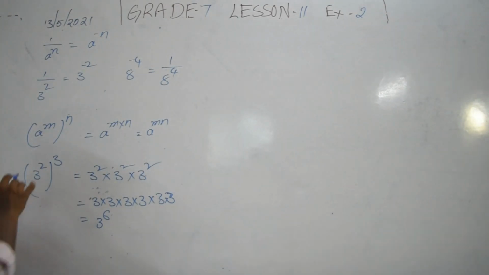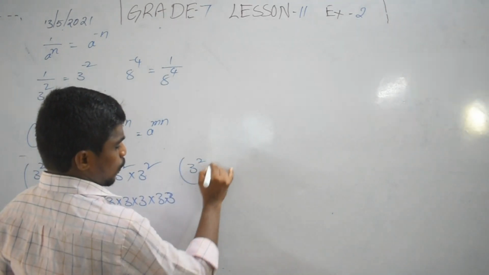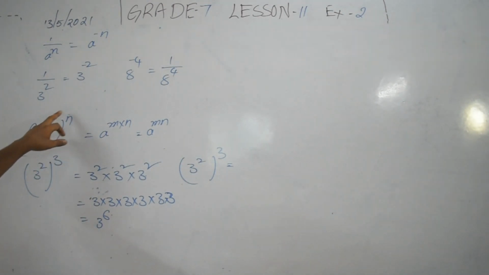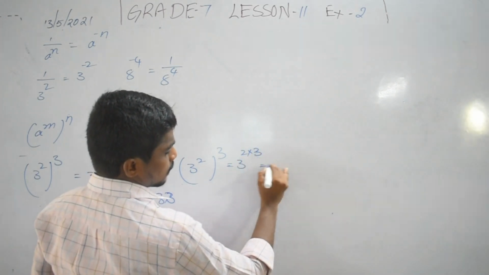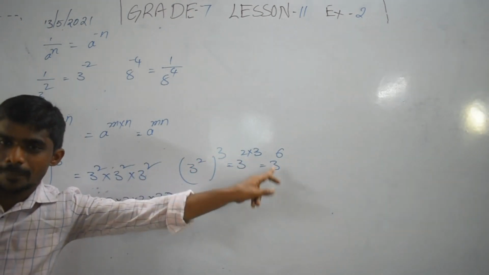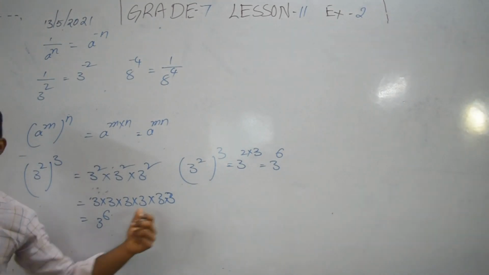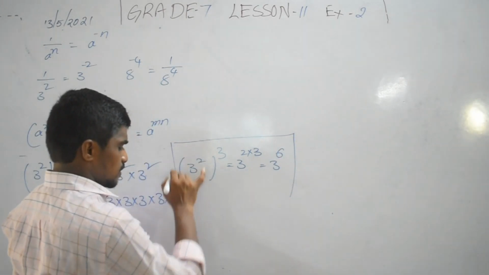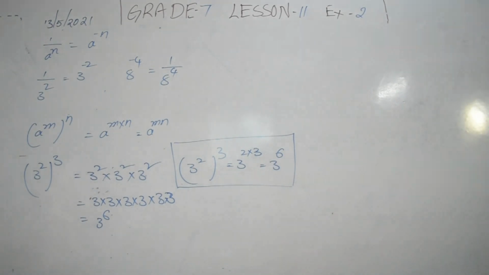This is what we normally do. Or we use the formula for 3 square whole power 3: the powers are multiplied. 3 power 2 into 3 is 3 power 6. So 3 square whole power 3 has the value 3 power 6. Expanding the method, we also write 3 power 6. Both give the same answer. So using this formula, we directly write the answer. Next one.